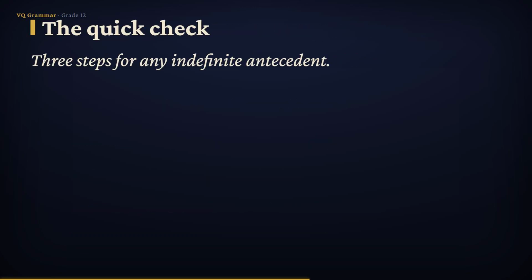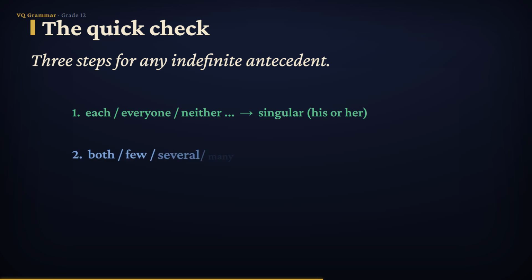Let's boil it all down to a three-step check. Step 1. Is the antecedent one of the always singular words? Each, everyone, neither, and their cousins? Then the pronoun is singular, his or her. Step 2. Is it one of the four always plural words? Both, few, several, many? Then the pronoun is plural, their.